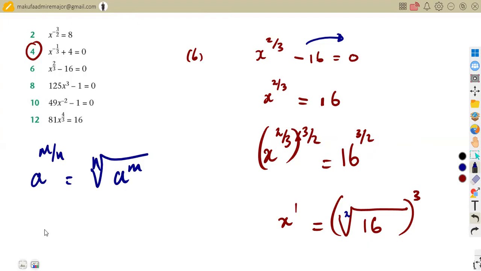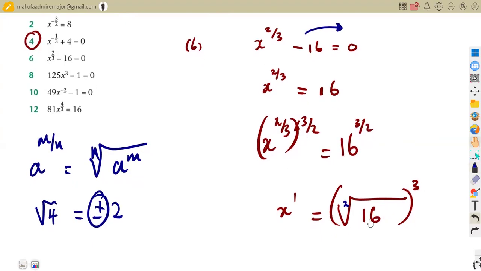And take note that the square root of any number is going to be taken as a plus or minus. The square root of 9 is plus or minus 3, meaning to say the square root of 16 must be a plus or minus. So x is equal to plus or minus the square root of 16. Which number multiplies itself to give us 16? That's a 4.